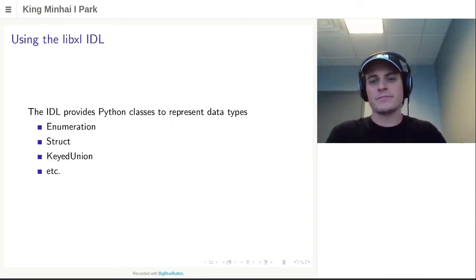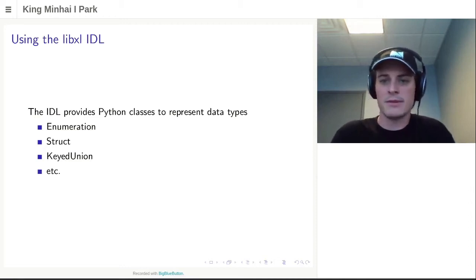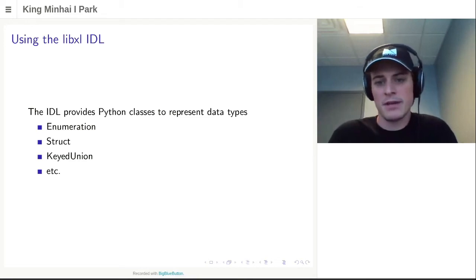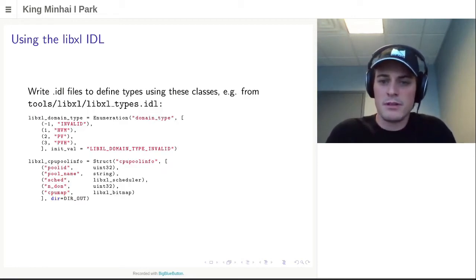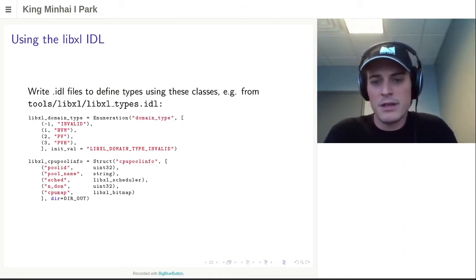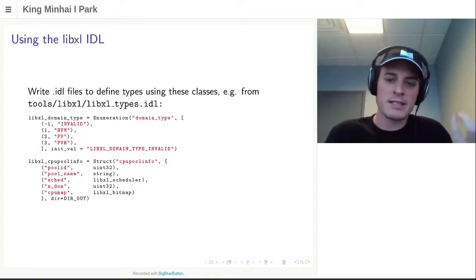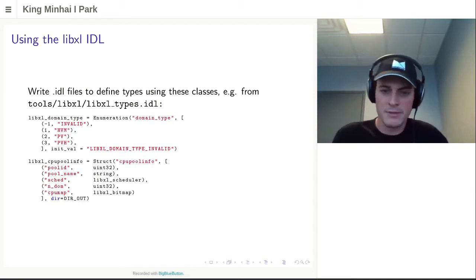So the libxl IDL provides Python classes that you use to mock up data types. Examples of that would be the enumeration class, struct, and keyed union. And they look like this. So you can see there is an example of defining an enum. You just give it a name, specify a list of tuples that has the value and the name of the enum, and then a struct is shown there below, and it's very similar.